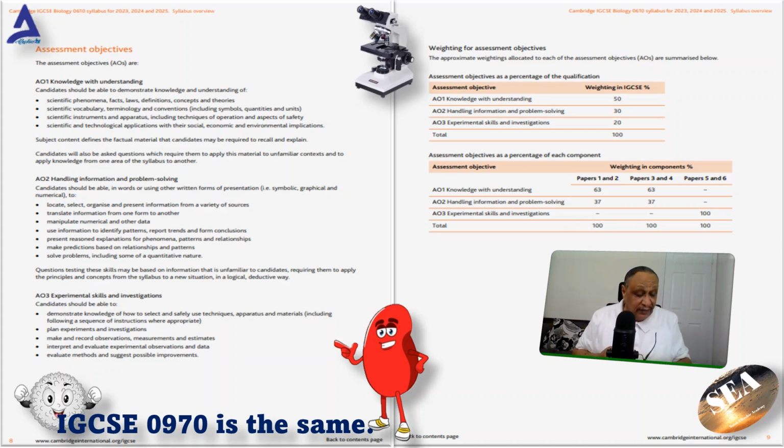The second one, assessment objective number 2, is handling information and problem solving, and this weighs 30% of the questions. So if I have 100% of the total, 30% is going to be indirect questions. They would like to see how you manipulate that information, tie it together, untie it again, and try to solve the puzzle. And the third one is about the experiment, which is 20%. If you add all these together, you come to 100%. Okay, this is about the total.